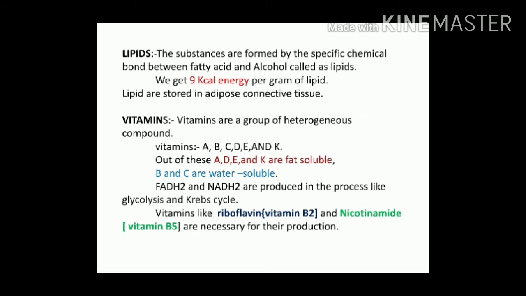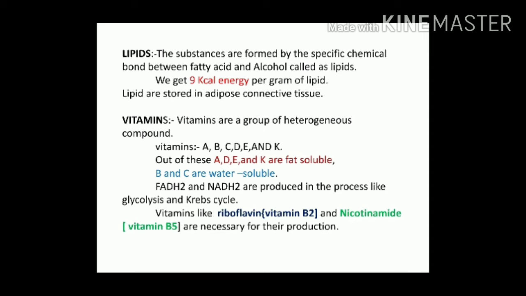Now the next food component, that is the lipid. The lipids are formed by a specific chemical bond between fatty acids and alcohol. Fatty acids are used for producing hormones like progesterone, estrogen, testosterone, etc., and the covering around the axon of nerve cells. We get 9 kilocalories of energy per gram of lipid, and excess lipids are stored in adipose connective tissue inside the body.